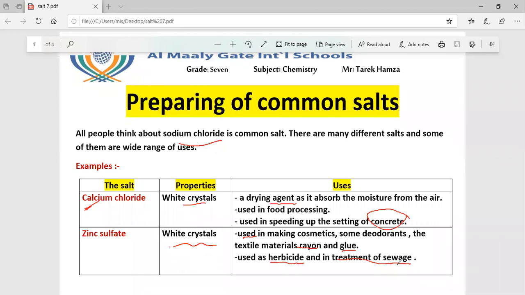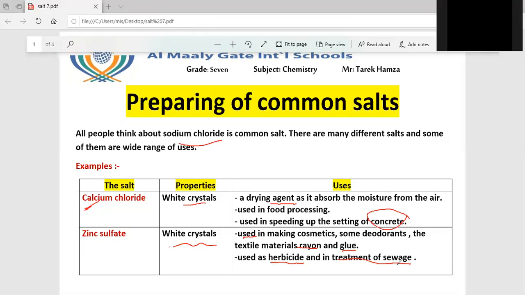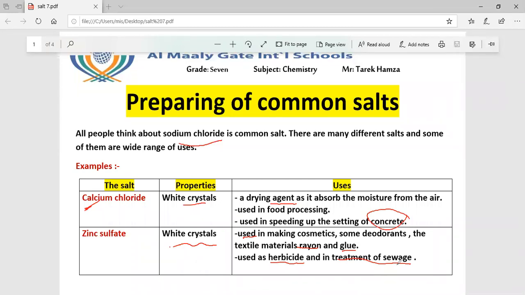Okay? Now, common salt is a common name for many salts, not related to sodium chloride only. There are many salts with a wide range of uses, like sodium chloride. Examples of these salts: calcium chloride and zinc sulfate. The properties of calcium chloride: white crystals. It is used as a drying agent, for food processing, and for setting of concrete.